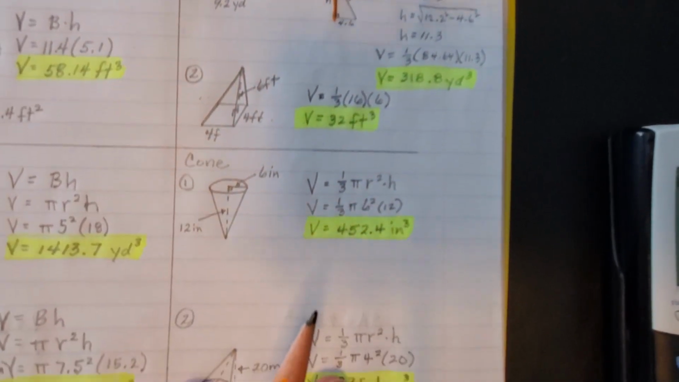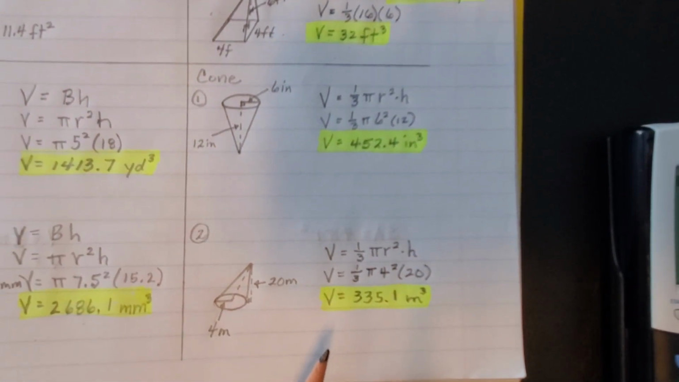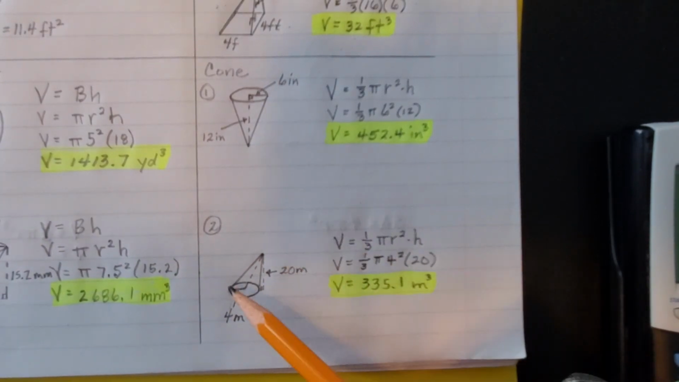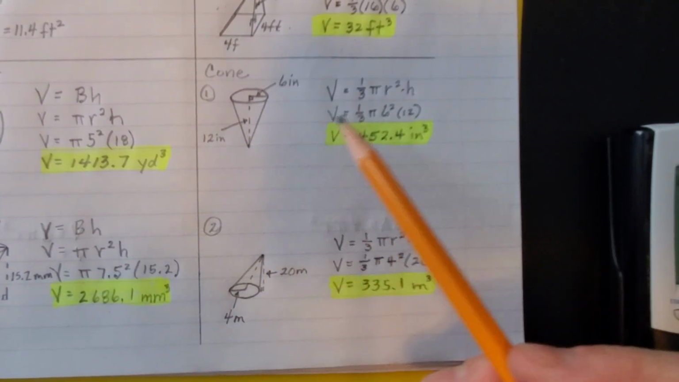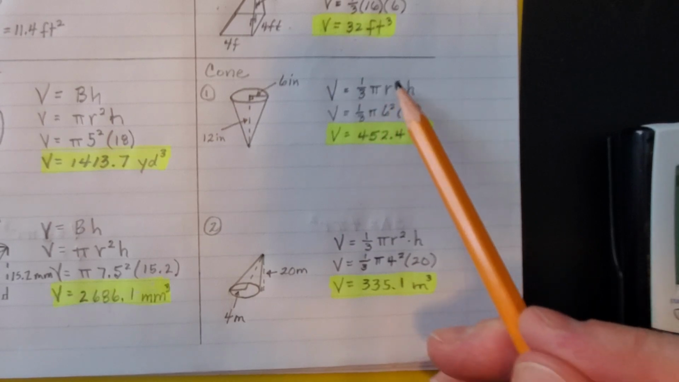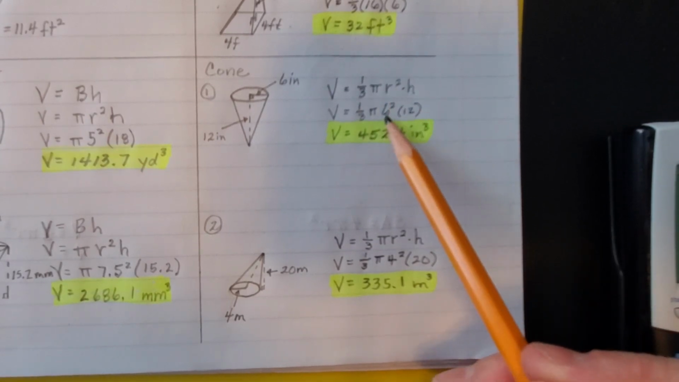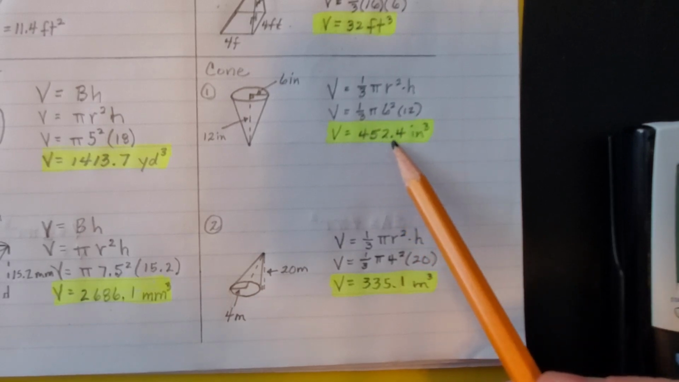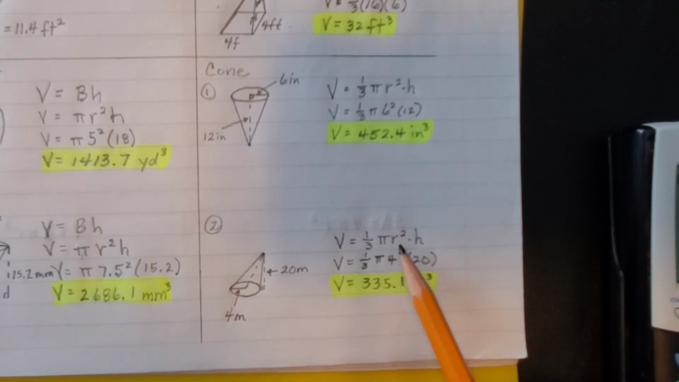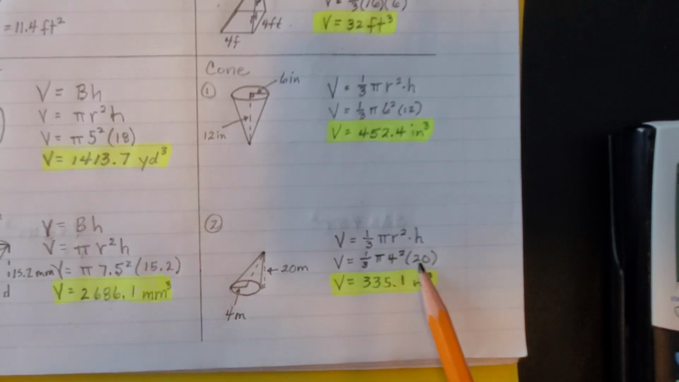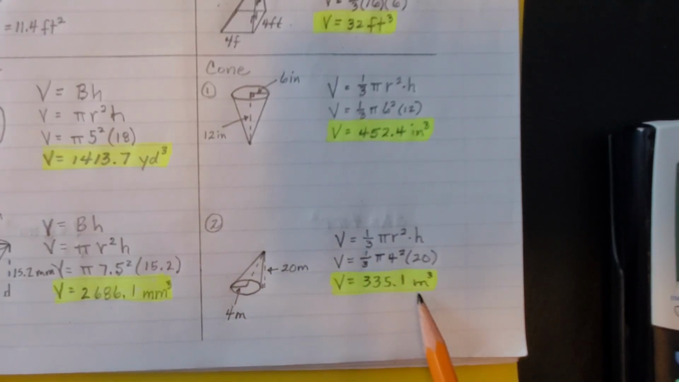And the last is cones. I gave you two easy ones. Both of them have the radius. Both of them have the height. So it's 1/3 pi r squared, because that's the area of the base, times your height. Put in your radius, work it all out, 452.4 inches cubed. And this one, 1/3 pi r squared times h. 1/3 pi times 4 squared times 20, 335.1 meters cubed, because you're dealing with meters.